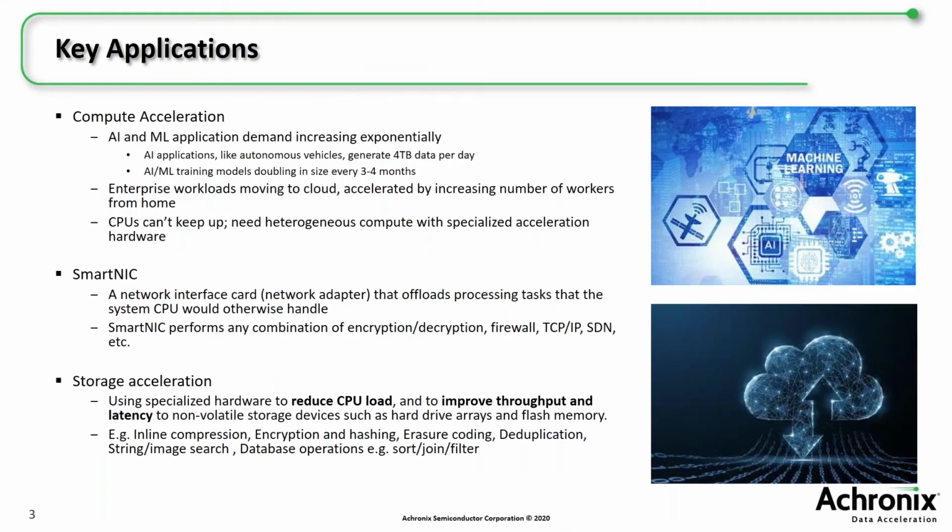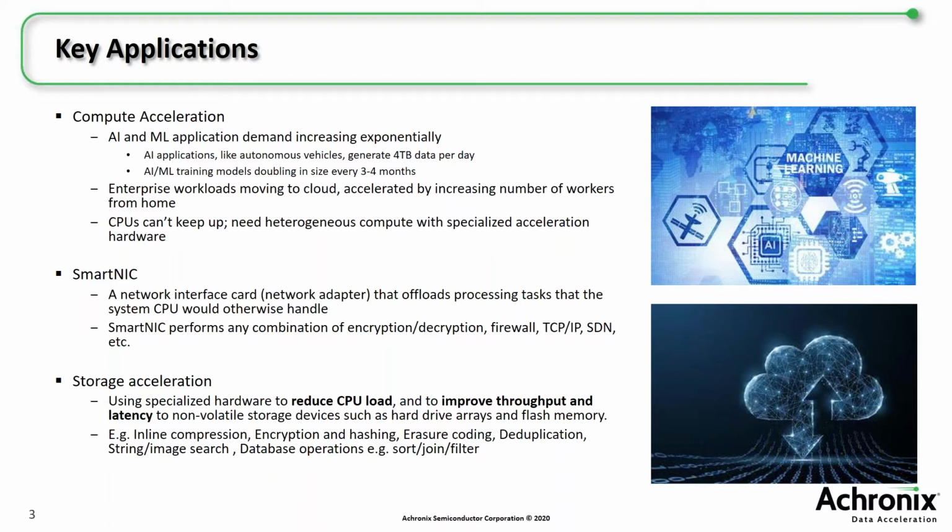Key applications for PCI Express Gen 5 include compute acceleration, which is using some sort of hardware accelerator to help the processor get more work done in a small amount of time. If you look at the trends for artificial intelligence and machine learning, the demands on compute performance are increasing exponentially. Some applications like autonomous vehicles are generating up to 4 terabytes of data per day. And the training models that we're seeing for artificial intelligence implications double in size every 3 to 4 months.